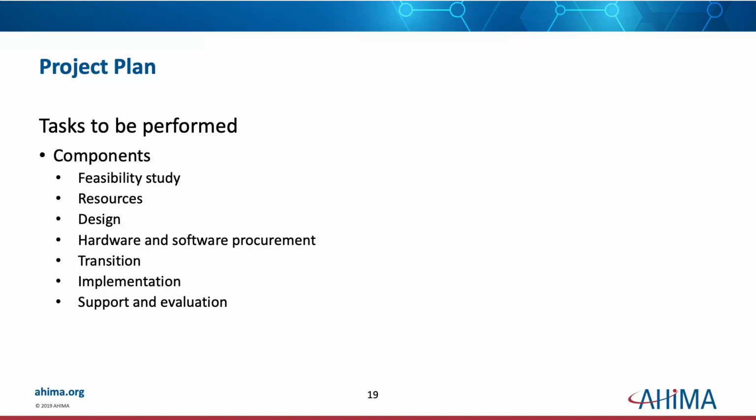Project plan. There are tasks to be performed. Some of the components include feasibility study, looking at your resources, design, hardware and software procurement, making sure you get all your hardware in and placed in time. That's a critical thing to go live. Sometimes people cut it too short and you have a go live and you don't have a PC that you need, or you don't have both screens, you have one.